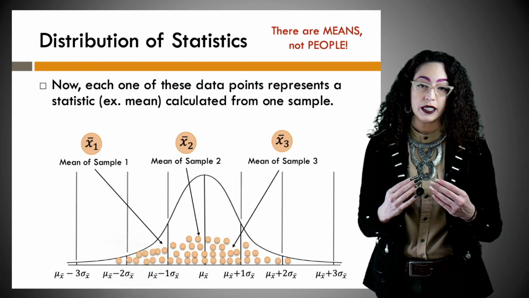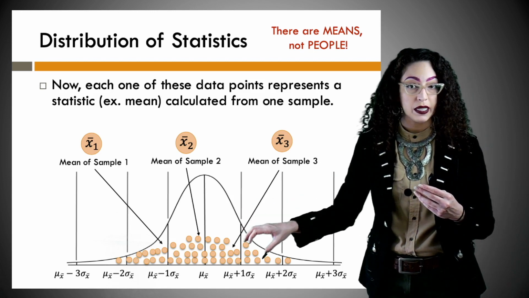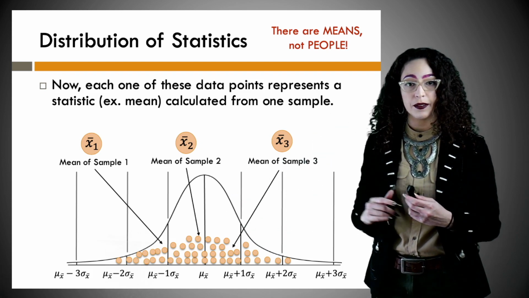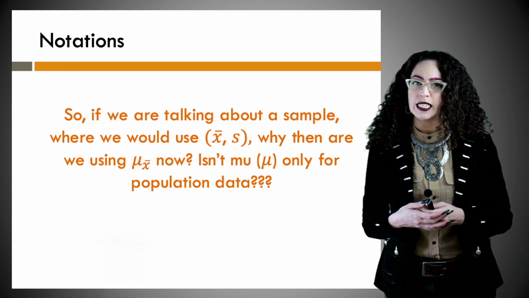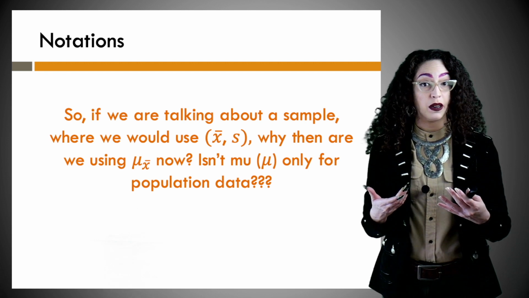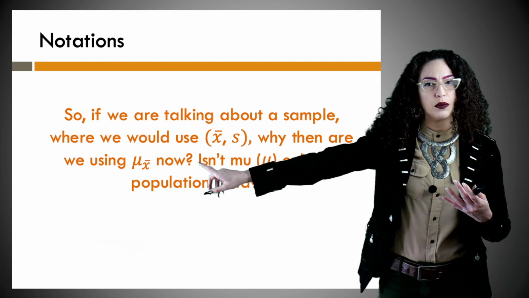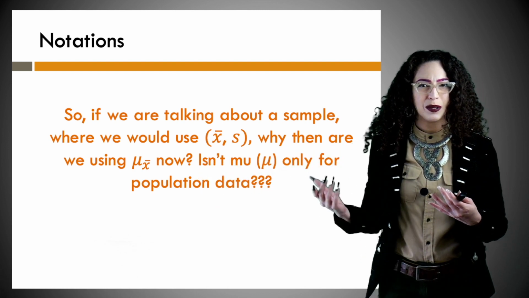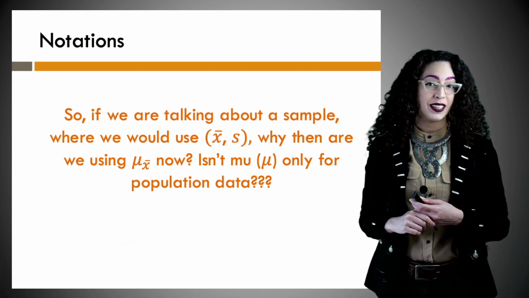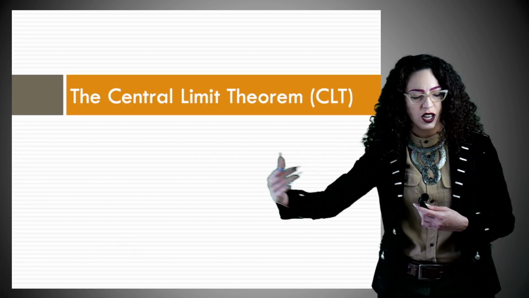Again, the most important thing to remember about sampling distribution is that these are sample means and not people anymore. So each one of your calculated means, we plot it here. A quick note on notation: some of you might be wondering, if we're dealing with a sample, we're supposed to use X bar and S because it's a sample, so why then do we have this mu with the sub X bar thing? Aren't we supposed to only use mu for population data? Wonderful question. And that leads us perfectly into the next concept, the amazing wonders of the central limit theorem.